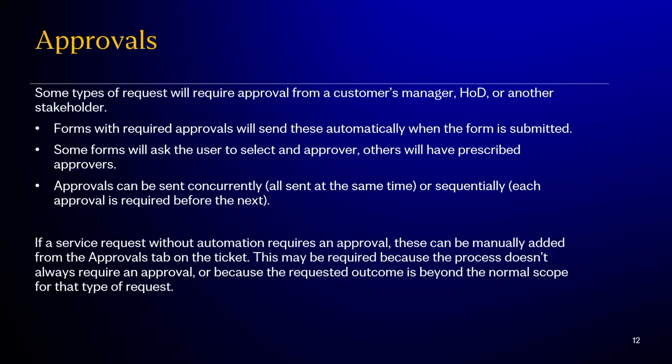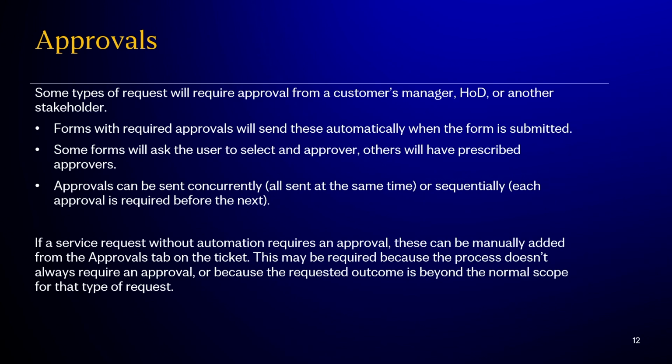Some types of requests will require approval from a customer's manager, head of department, or another stakeholder. Forms with required approvals will send these automatically when the form is submitted. Some forms will ask the user to select an approver, while others will have prescribed approvers. Approvals can be sent concurrently, all at the same time, or sequentially, one after the other.